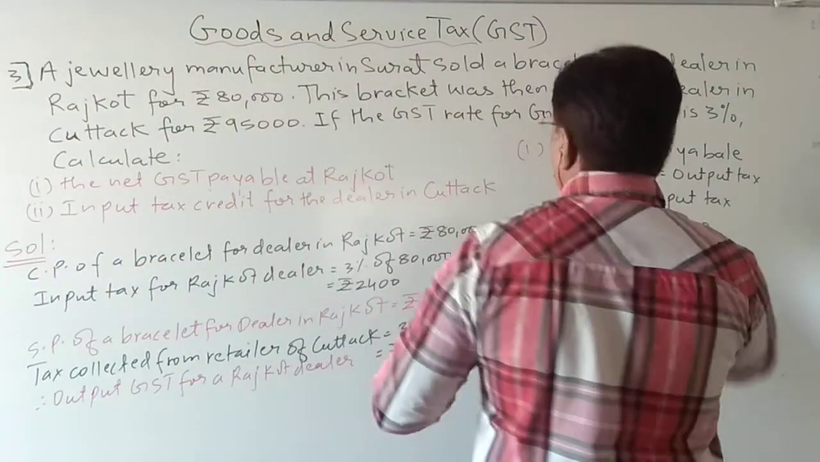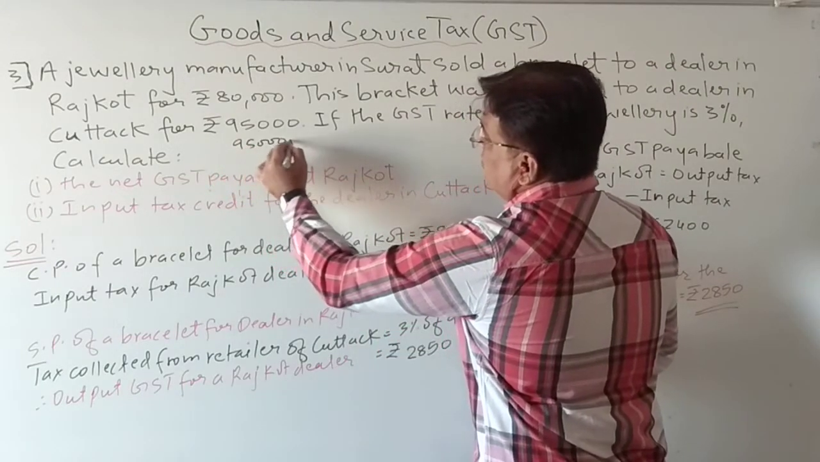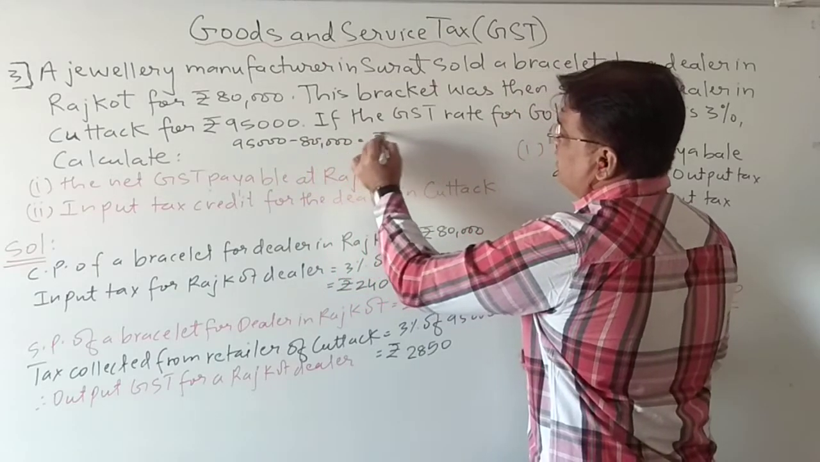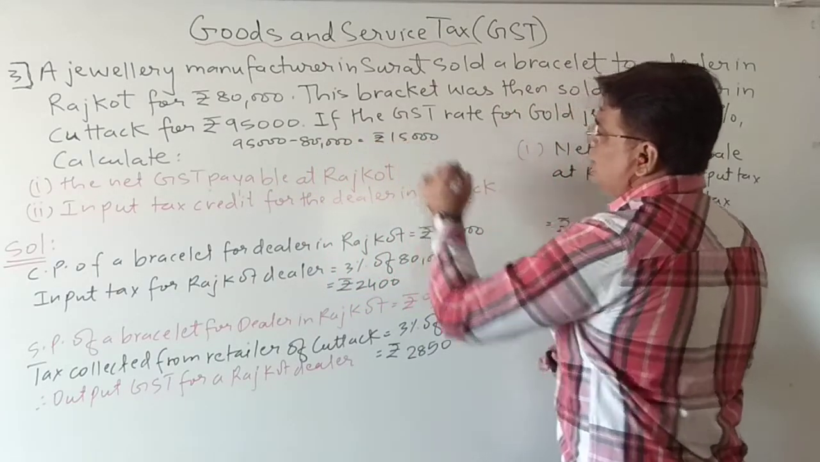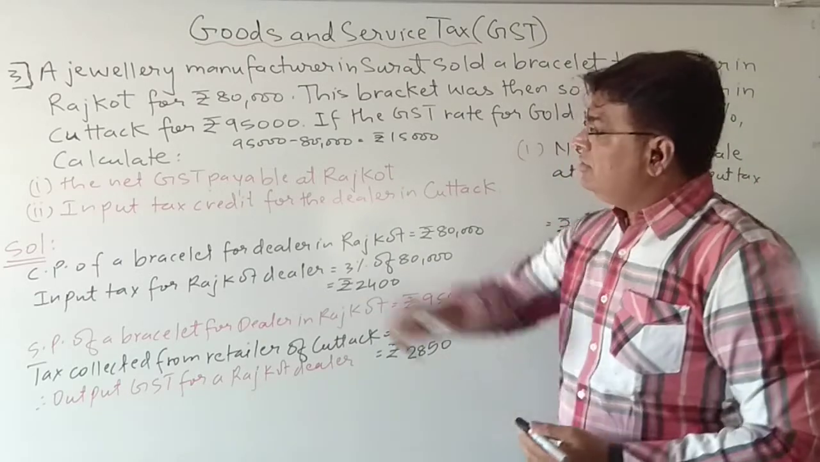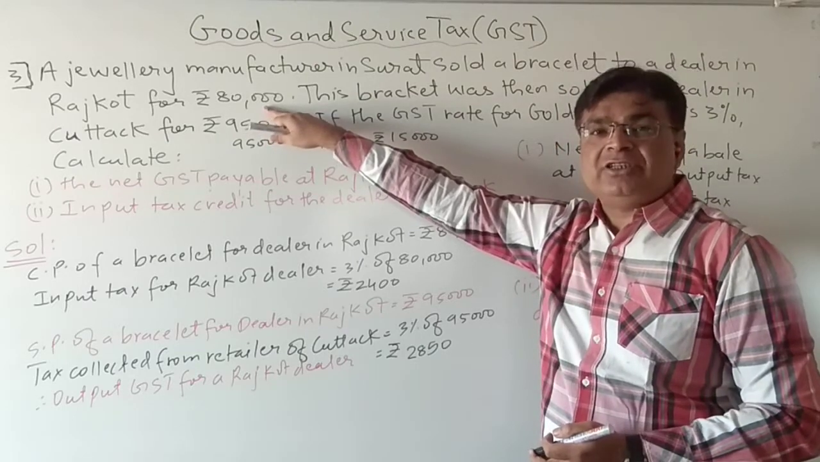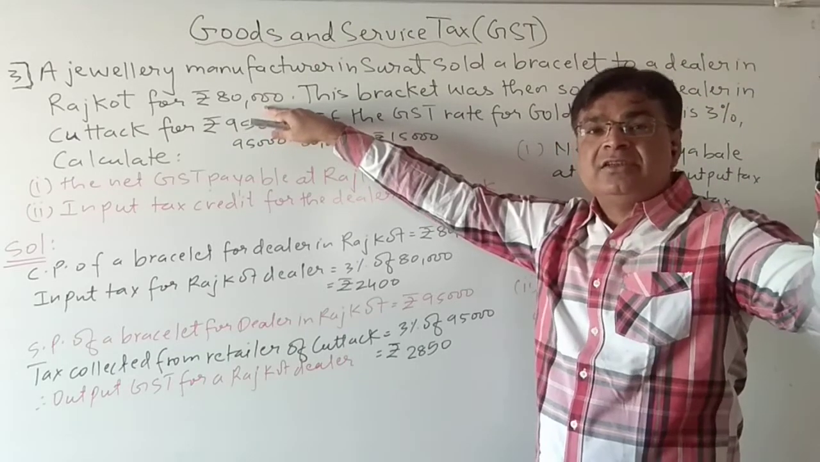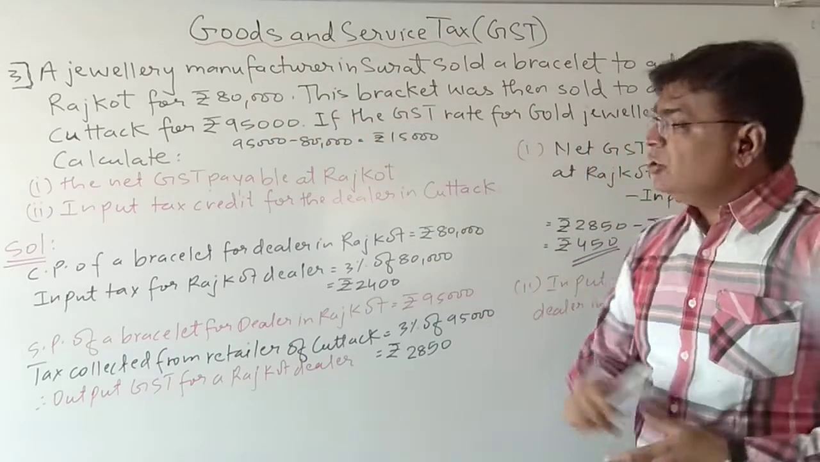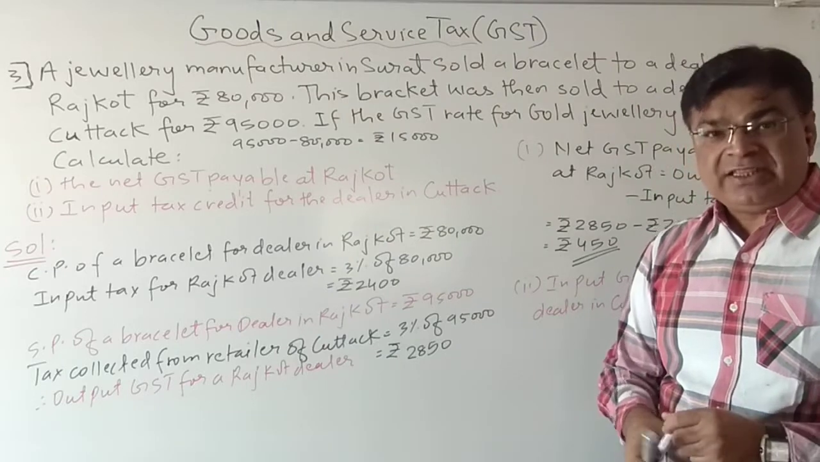See, 95,000 minus 80,000. It is rupees 15,000. So now how much value is added to 80,000? 15,000, because first of all it was bought at 80,000 and it is sold to the last end user. Who is the last end user over here? A dealer in Cuttack. So 95,000 minus 80,000, that is 15,000.